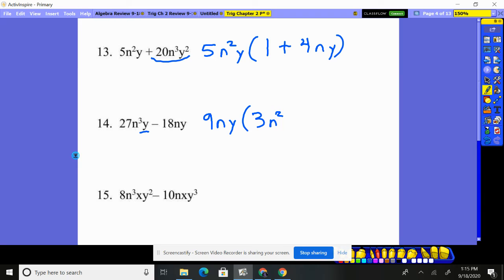So now I put my minus sign. 9 times what is the 18? A 2. And you've already pulled the ny out, so you've already pulled everything out. So there you go. 15.